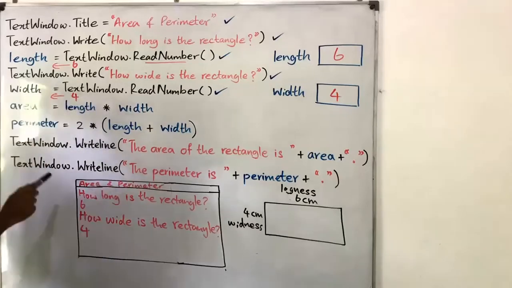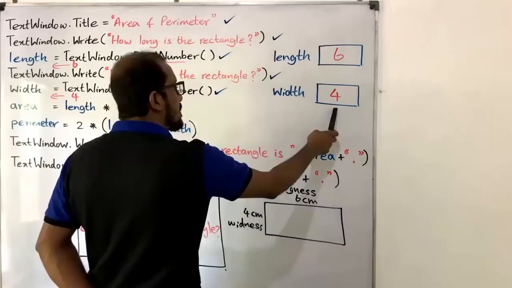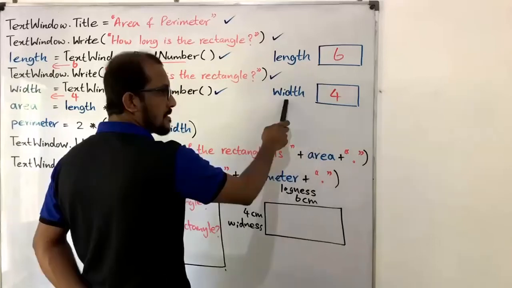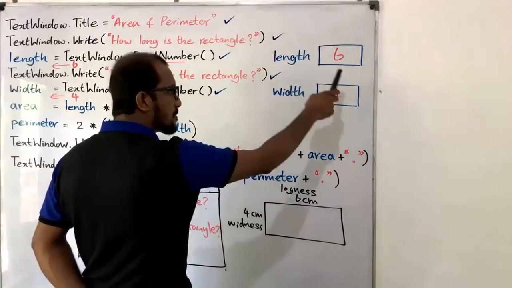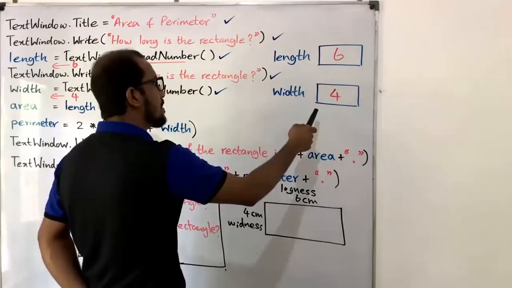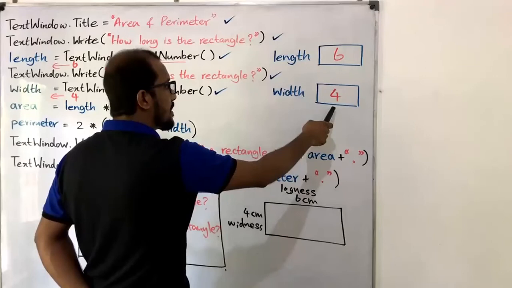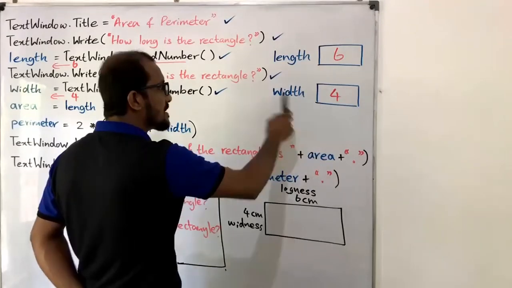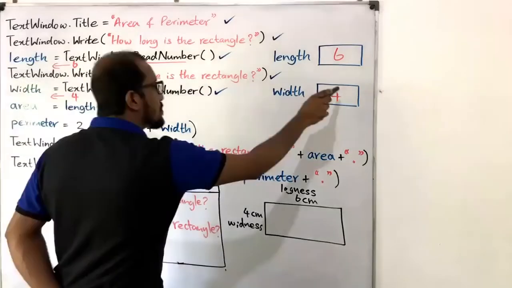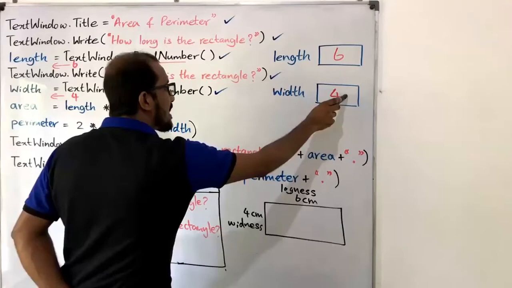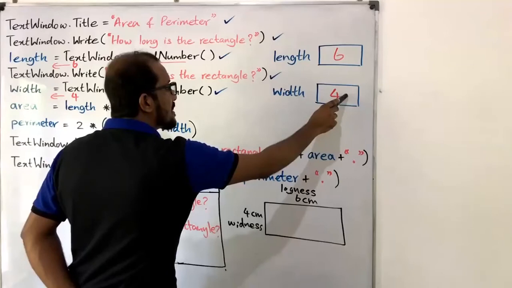So what happens behind this? A memory space is created under the name width, because the variable name is width. It is newly created inside the memory, inside the RAM, and its name is width. Assigning the value 4 to width means this 4 will be stored inside that memory space under the name width.